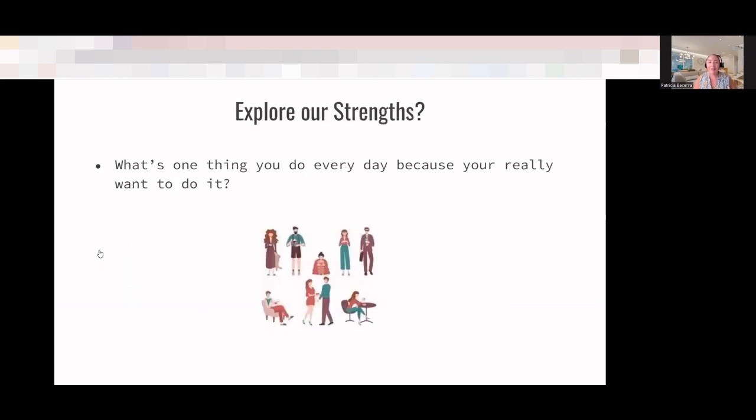Okay. Explore our strengths. So one of the skills that we worked on in the workshop yesterday with the students is just really recognizing what their strength is. So it's hard to find out what your strengths are when you're thinking about an activity that's hard for you to do. So one of the questions you may ask your student is, what's one thing you do every day because you really want to do it?